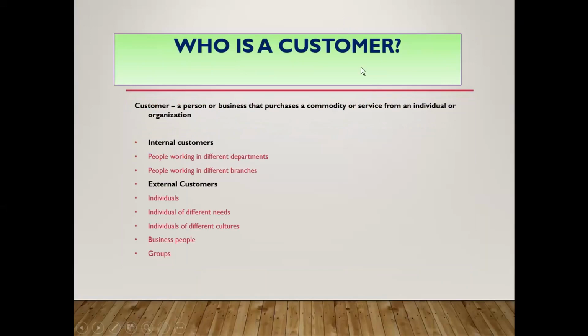Who is a customer? A customer is any person or business that purchases a commodity or service from an individual or organization. And we have both internal and external customers. All the persons in your organization who work with the company are your internal customers. Other persons who are outside of your organization but do business with the company are your external customers. Your external customer can be an individual, it can be a company, it can also be a group.